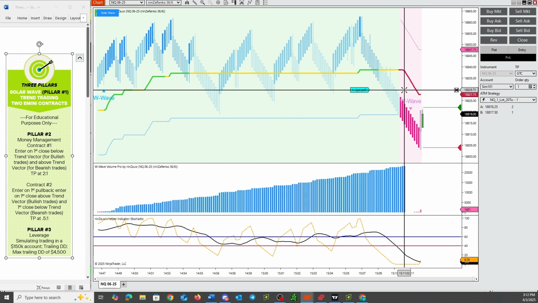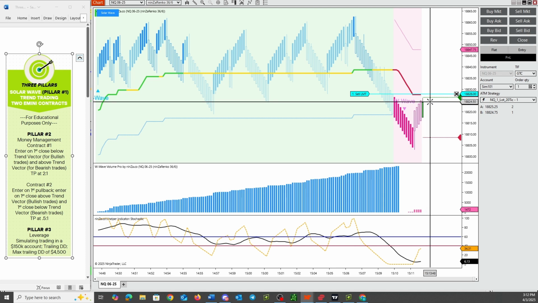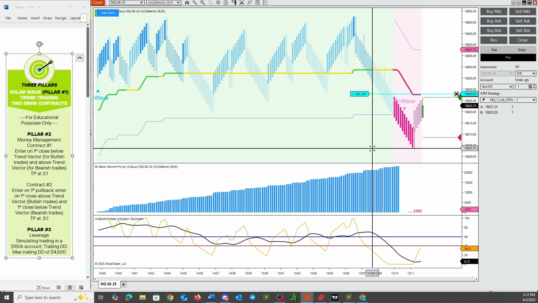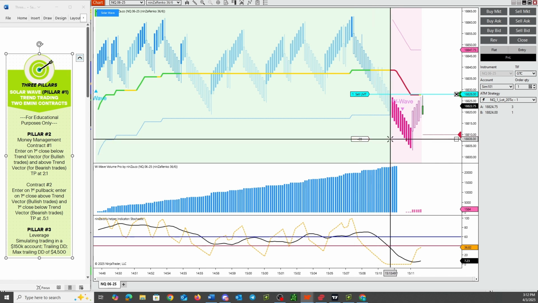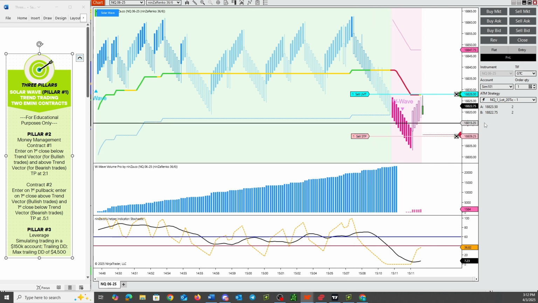There we go. Sell one right there. We'll put a sell stop in right here. Follow that in case it doesn't make it up there.